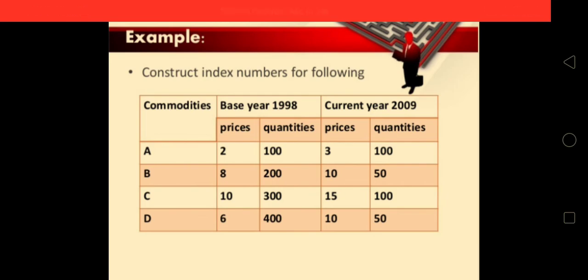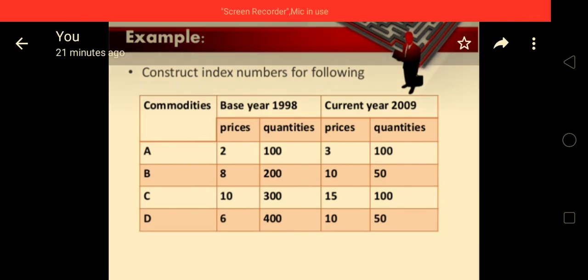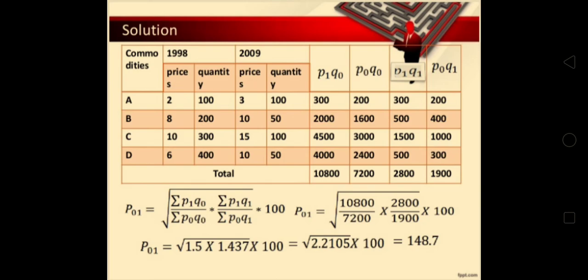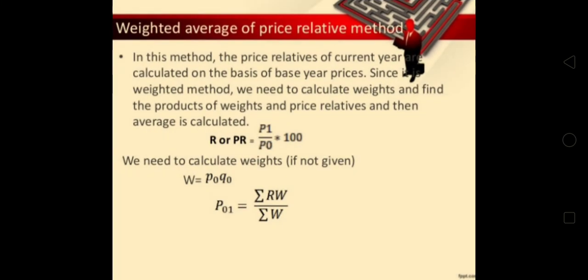Again, the solution is there. This is the example, and the solution is like this. Last column is on the right side. You can check how we will convert these: P1 Q0, then P0 Q0, then P1 Q1, then P0 Q1. Okay, then we can apply the formula and it will be the solution. This one is the best one, because in this method both of the first two methods are combined and used.